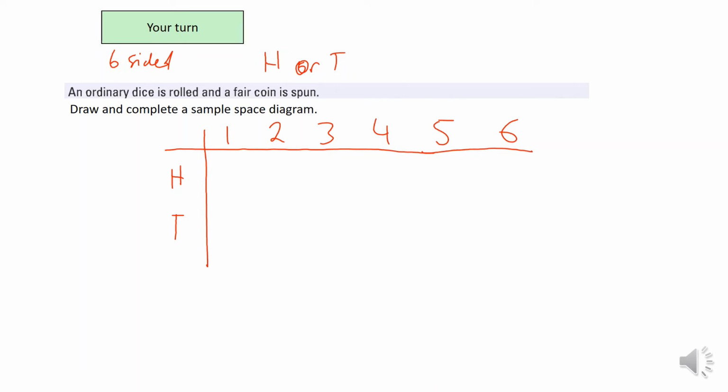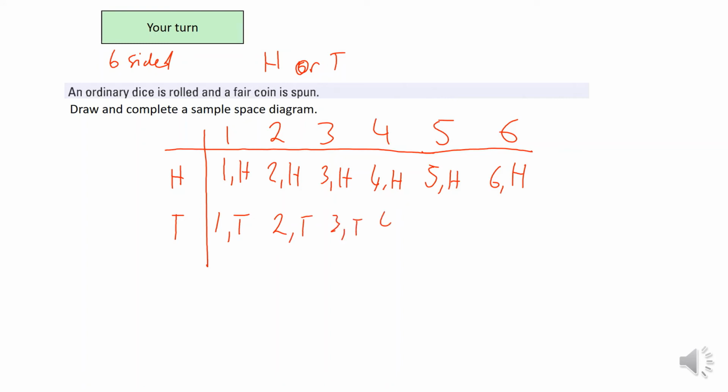Okay, so we can get a 1 and a head, we can get a 2 and a head, a 3 and a head, 4 and a head, 5 and a head, 6 and a head. And then below we can get a 1 and a tails, a 2 and a tails, a 3 and a tails, 4 and a tails, 5 and a tails, and then a 6 and a tails. So that is your sample space diagram complete.